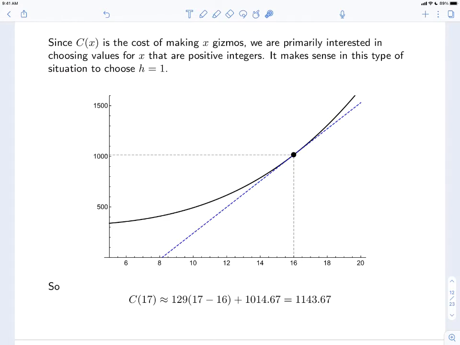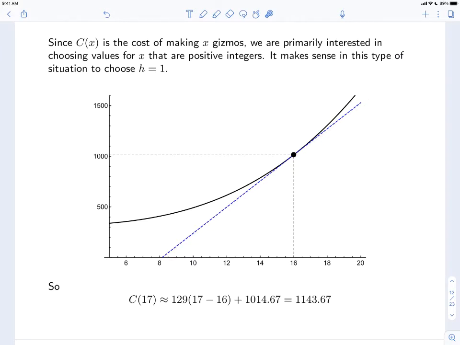And we can use this tangent line approximation to help us answer that question. We know that for x close to 16, we have an approximation given by the formula on the previous slide. So if we plug x equals 17 into that formula, we'll have that c at 17 is approximately 129 times the x value minus 16 plus 1014.67. And this gives you 1143.67. You can see on the graph here, this is the graph of the curve, and this is the graph of the tangent line.